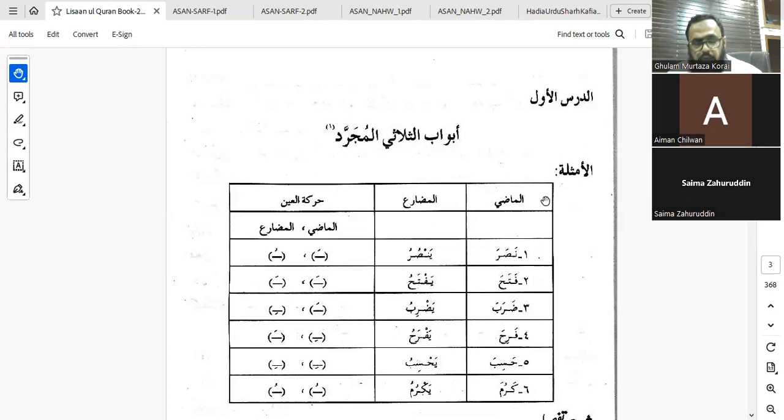So today I'm going to ask you questions. The first question, what are the alamatul mudari? What are the identifications of mudari? Can you tell me?